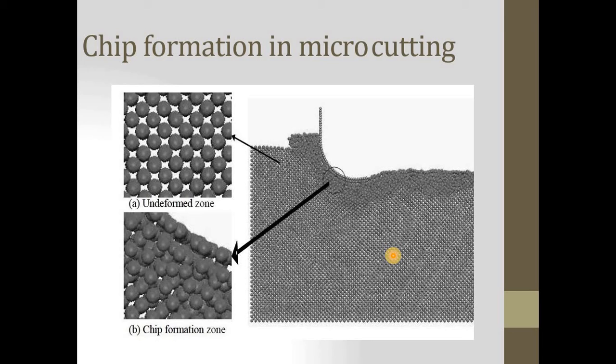So this is the chip formation in microcutting. You can see over here the chip formation zone, and this is the undeformed zone. Look at this, there is no deformation in this entire area, but due to the metal cutting tool tip, there is a chip formation zone over here.